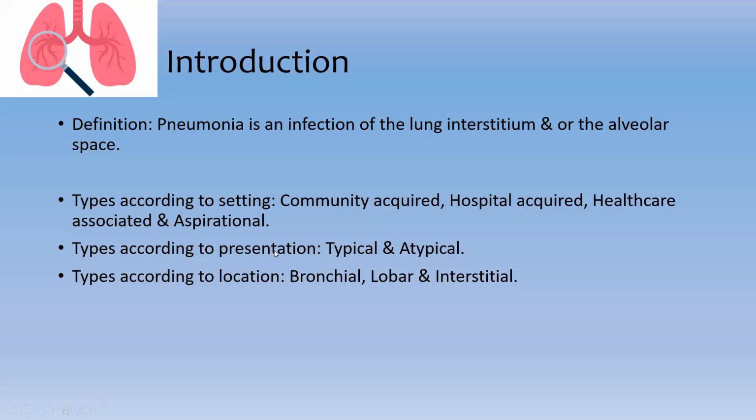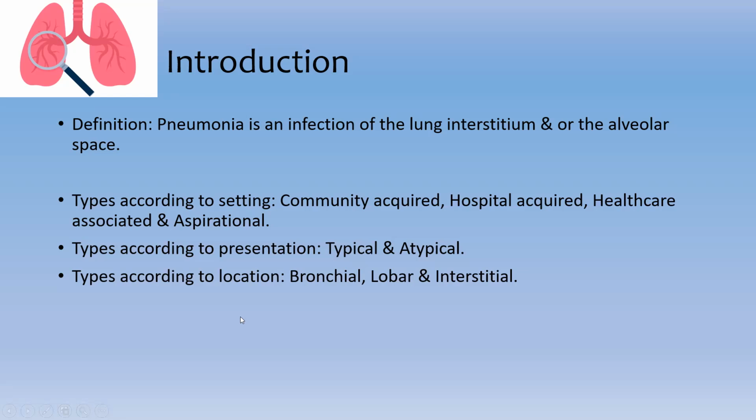So types, according to the presentation, we have typical and atypical. Typical pneumonia presents in a textbook manner, and atypical pneumonia presents in a sort of weird way. So typical pneumonia may present with chest pain, fever, productive cough, things like that. And then atypical might present with a dry cough, which is something we don't expect with a pneumonia. It might present maybe without a fever, which is also something we don't expect in a pneumonia. So you get the gist.